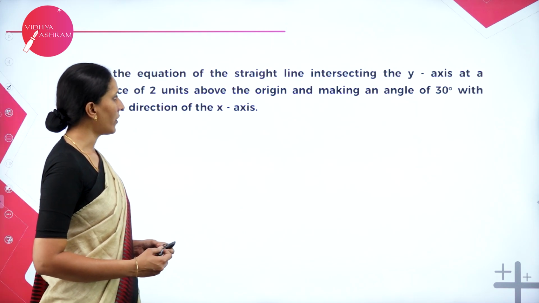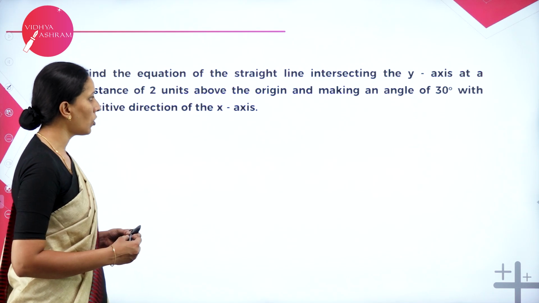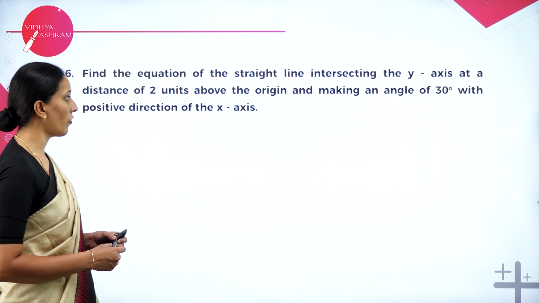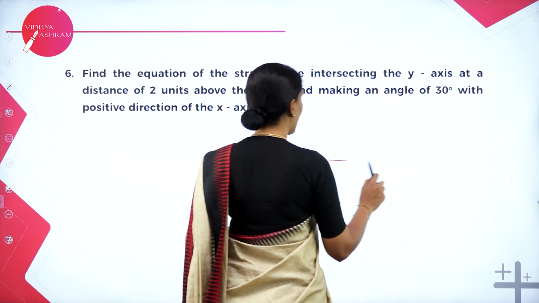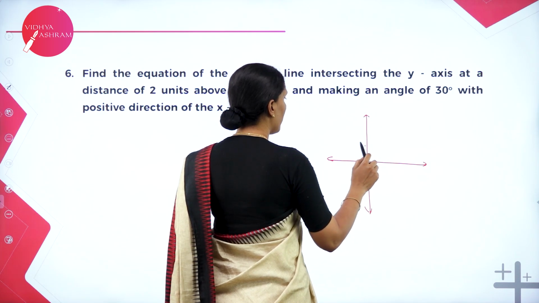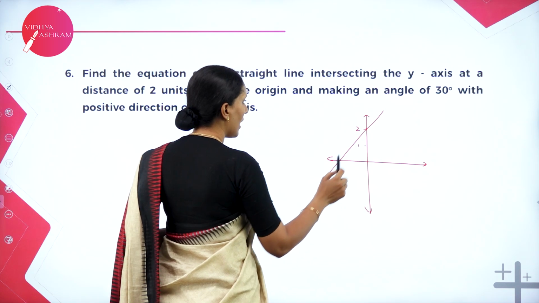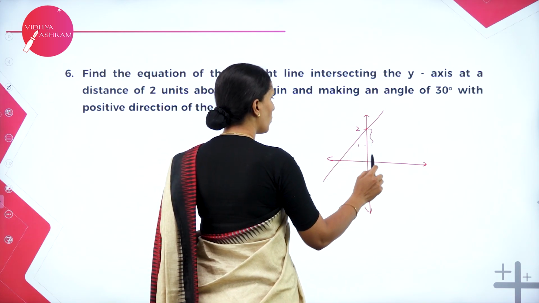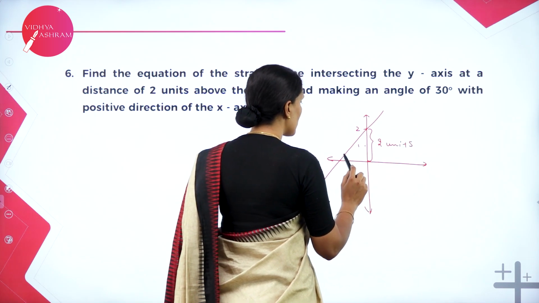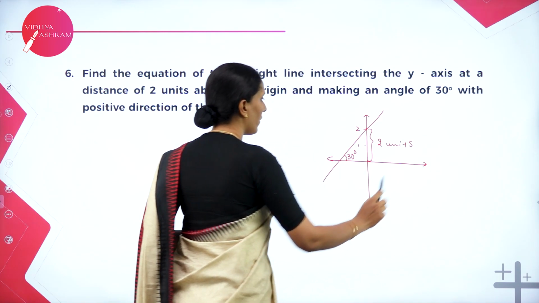Find the equation of the straight line intersecting the y-axis at a distance of 2 units above the origin and making an angle of 30 degrees with the positive direction of the x-axis. So we have x and y axes here. Let this be 1, 2. We have a line which is intersecting the y-axis at a distance of 2 units from the x-axis, and it is making an angle of inclination of 30 degrees with the positive direction of the x-axis.